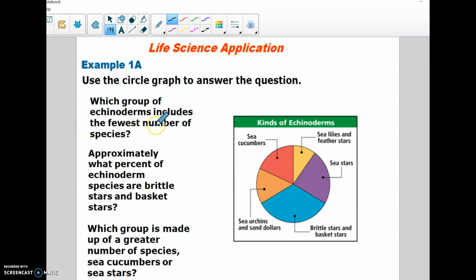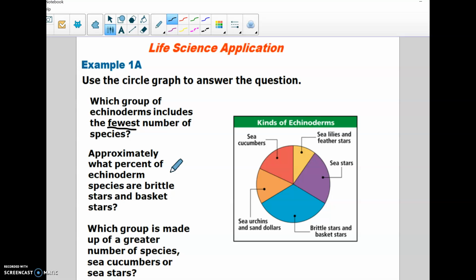We are going to look at this circle graph to answer questions on the echinoderms. Which group of echinoderms includes the fewest number of species? So we'd be looking at the smallest slice. Well, this slice is the smallest. So the fewest number would be sea lilies and feather stars.